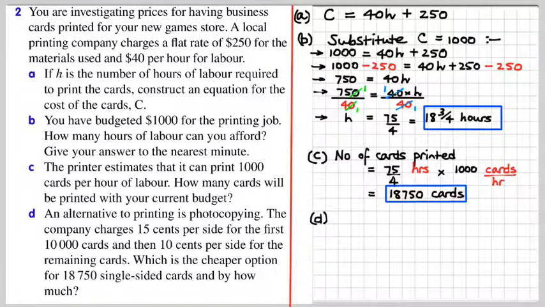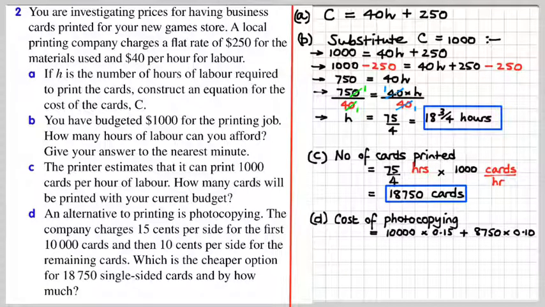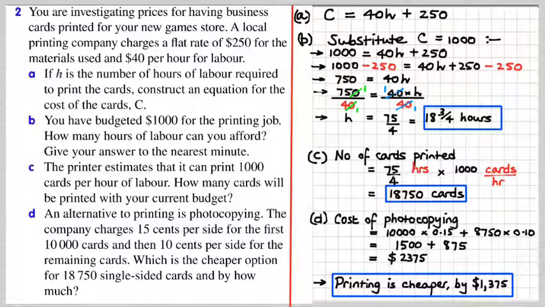Alright, now let's see. The cost of the photocopying: the first 10,000 cost 15 cents a side, and the remaining, which is this number here minus 10,000, gets 8,750 times 10 cents. Okay? So let's see what that comes to. Okay, so that's going to be considerably more expensive, isn't it, photocopying? Because it only cost us $1,000 for the printing, didn't it? So therefore, printing is cheaper by $1,375. My goodness. That's pretty surprising, isn't it?